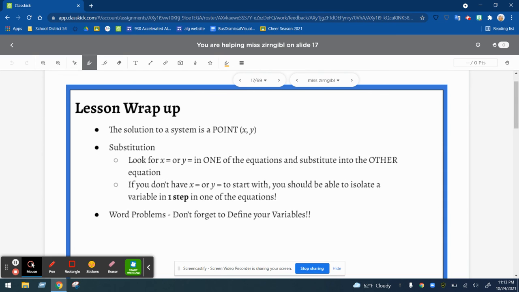So the solution to a system is always a point (x, y). So when you're using substitution, you're looking for either x equals or y equals in one of the equations, and you're substituting it into the other one. If you don't have that, you should be able to isolate a variable in one step with at least one of the equations. We don't have any word problems, so we don't have to worry about that. But make sure to always go ahead and solve for the other variable that you didn't get in the beginning.